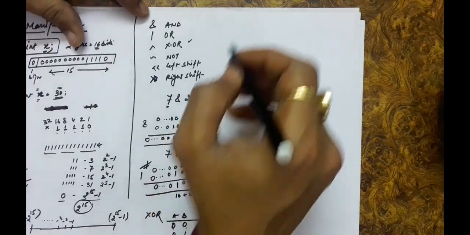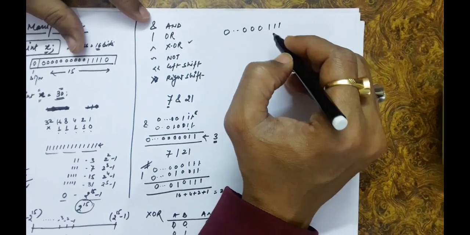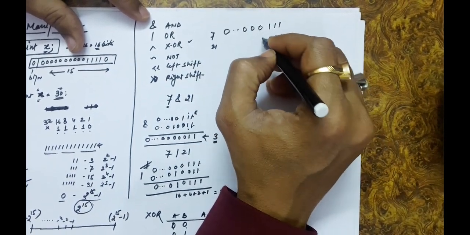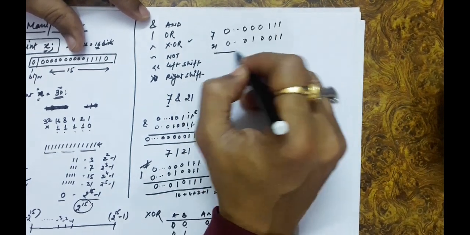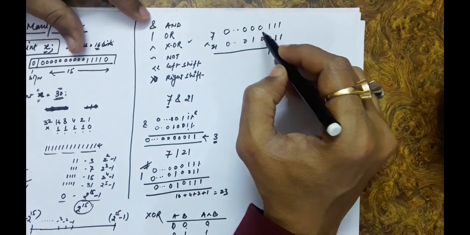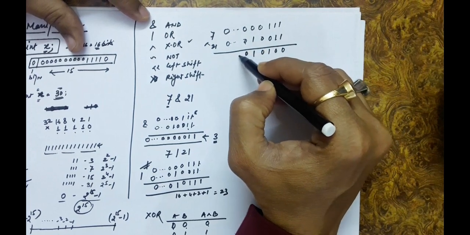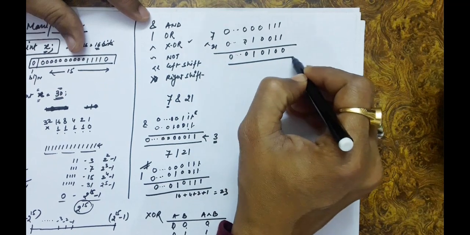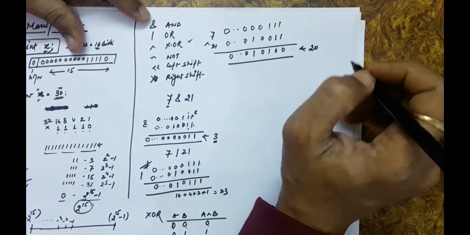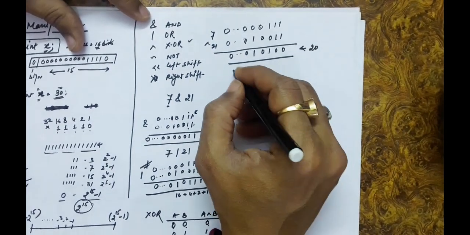So if you apply the same for 7 and 21, the 7 is represented as 1, 1, 1 with the leading zeros, and this 21 is represented as 1, 1, 0, 0, 1. If you apply the XOR operation, same bits, 0, same bits, 0, different bits, answer is 1. Same bits, answer is 0. Different bits, answer is 1. Same bit, 0. And here it will be 0 and 0, meaning the same bits. So this is the answer. What does this actually represent? 16 plus 4, that is 20. 1, 2, 4, 16. Okay, fine. So the answer is 20.